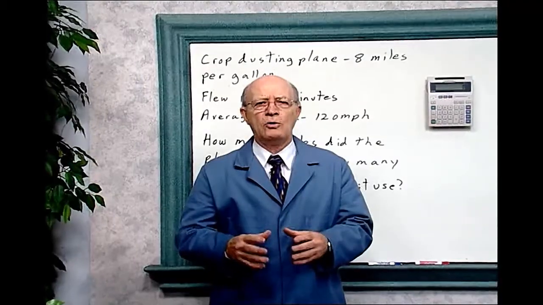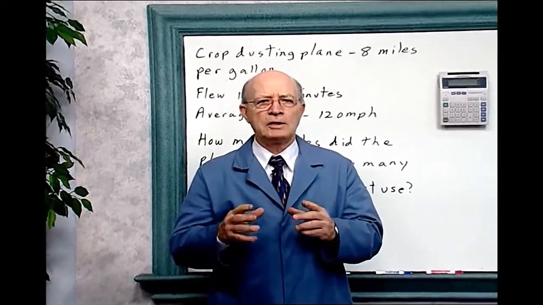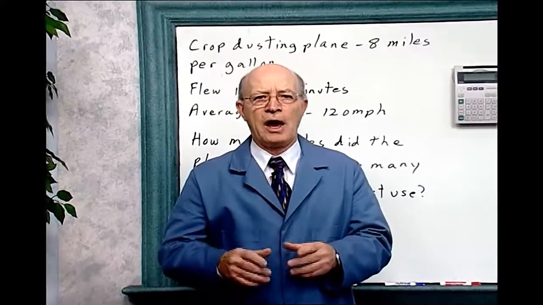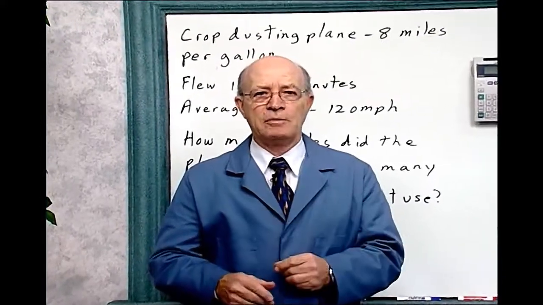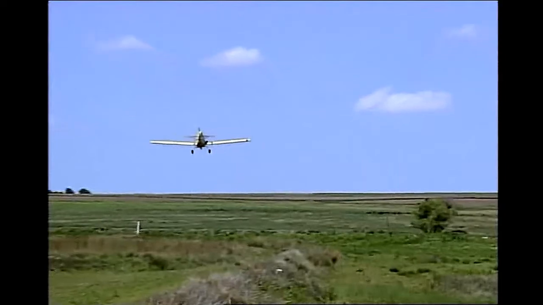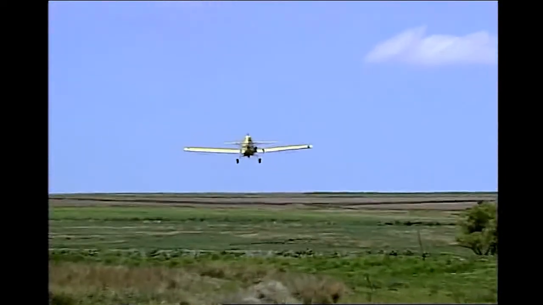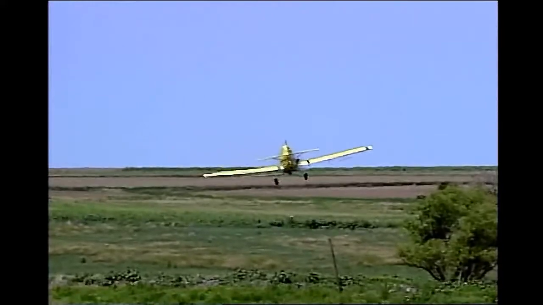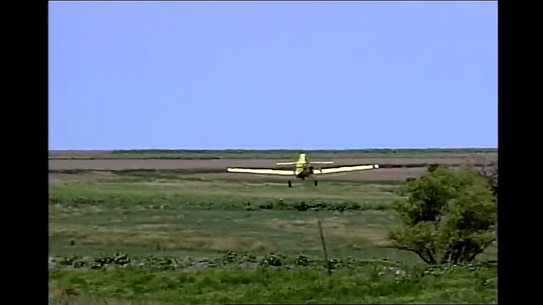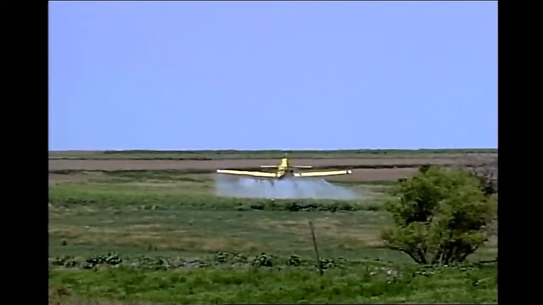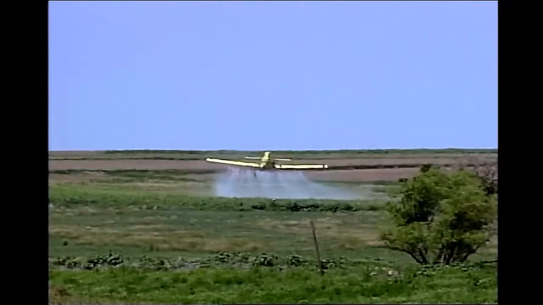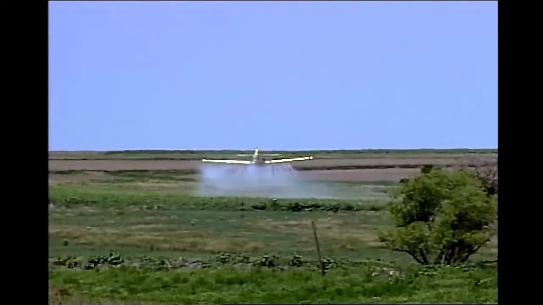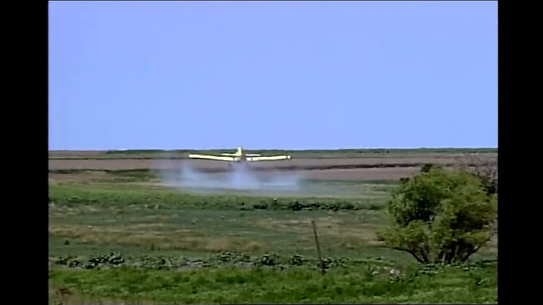You never know when you can use formulas like these. Let's go flying and examine this problem. This crop dusting plane averages 8 miles per gallon. It flew for 1 hour and 45 minutes at the average speed of 120 miles per hour. How far did the plane fly, and how many gallons of fuel did it use?